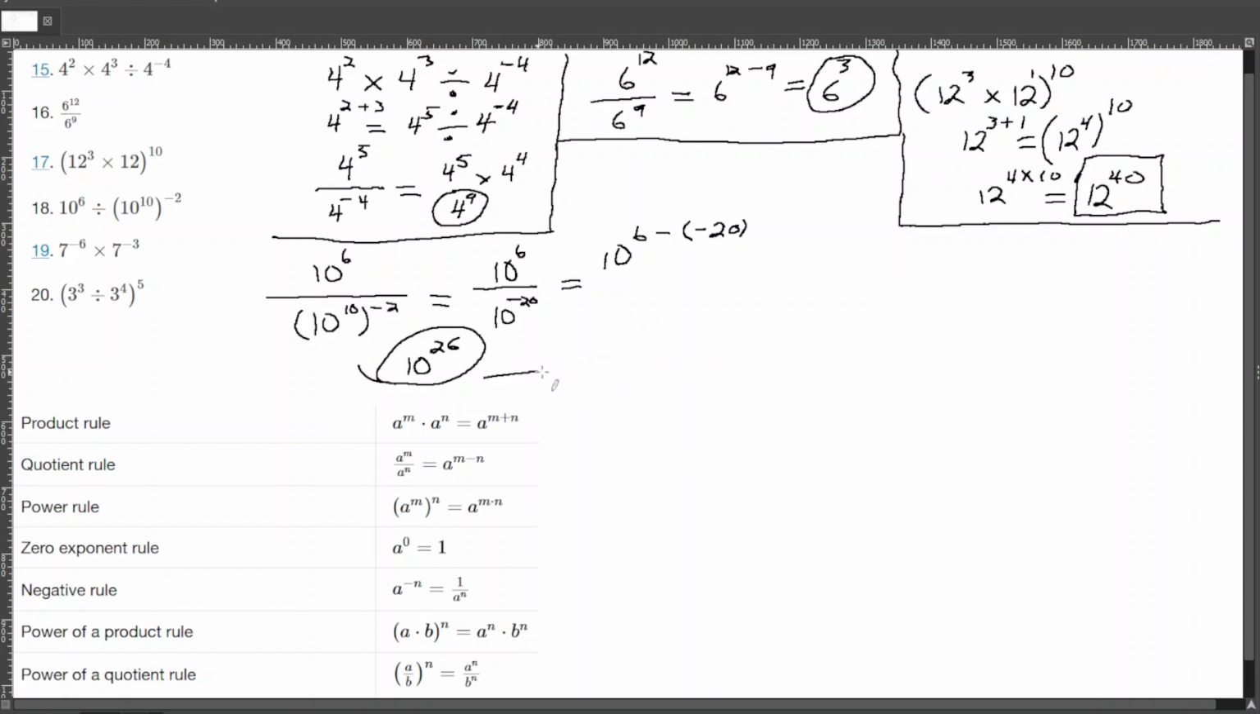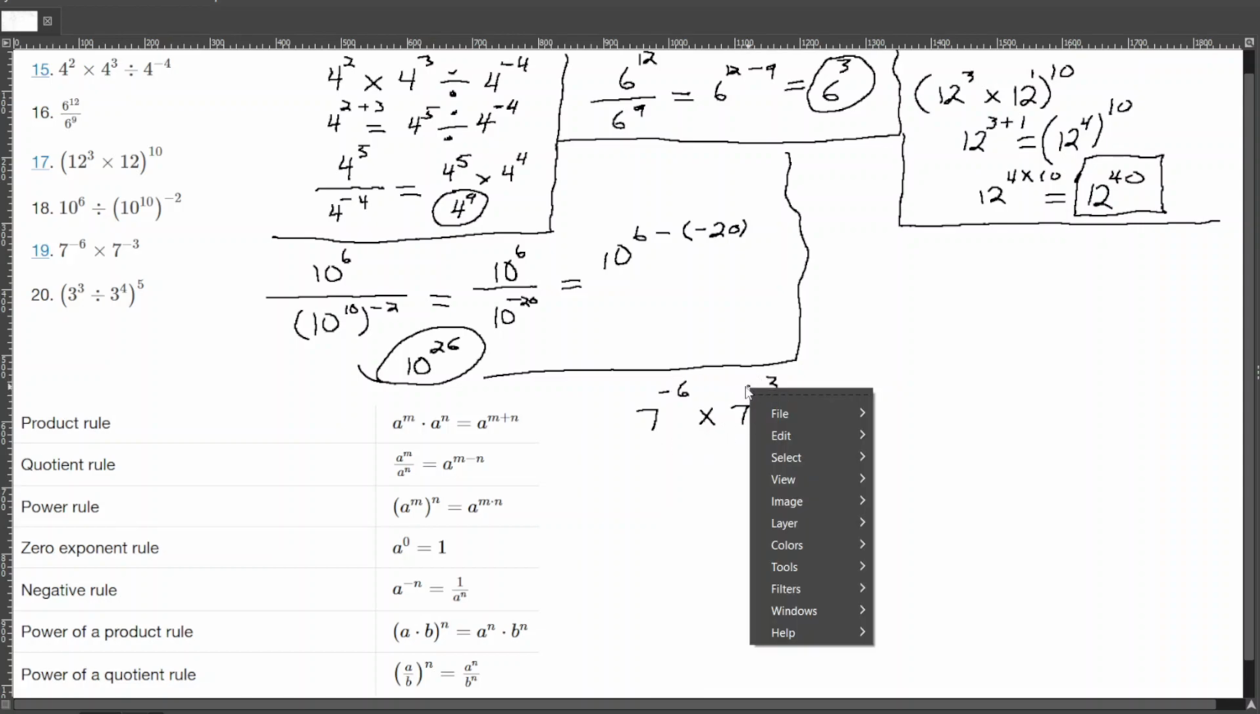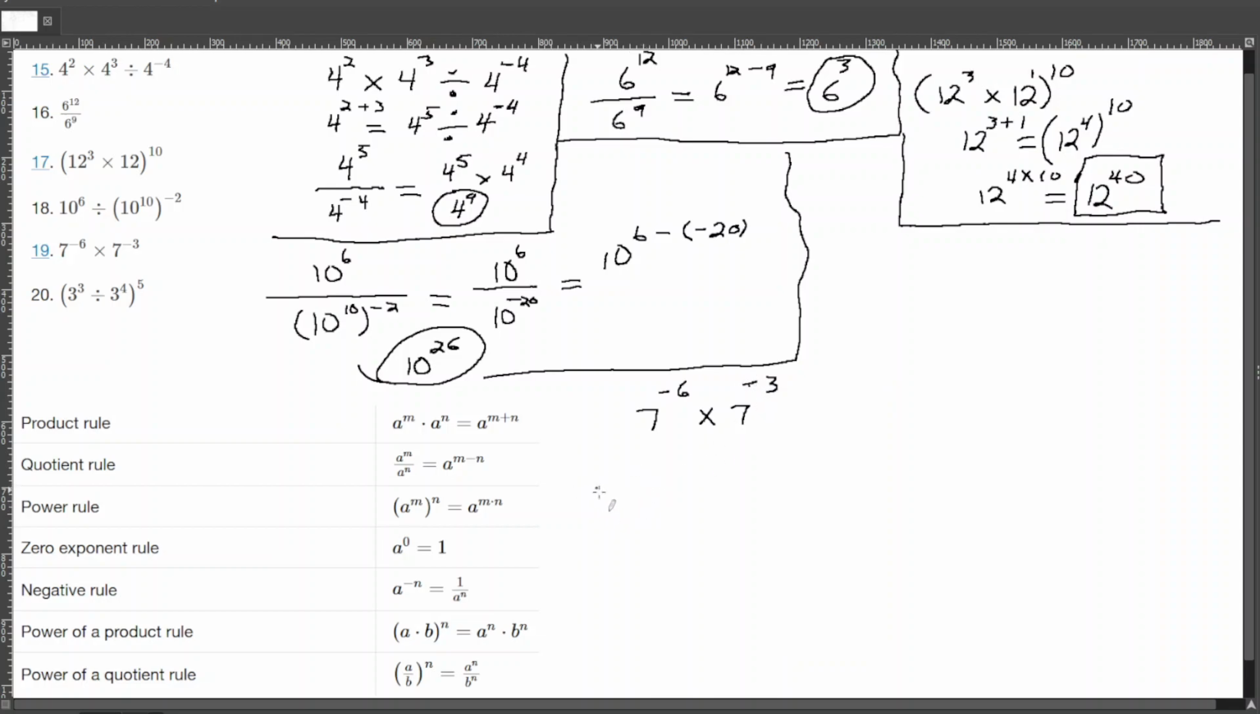So next we have 19. I guess let me just box this off here. It's looking pretty ugly, sorry. Here we have 7 to the negative 6 times 7 to the negative 3. According to the product rule, we should add these: negative 6 plus negative 3, which ends up being 7 to the negative 9. And then we do the reciprocal, so we just flip it. So that's 1 over 7 to the ninth.